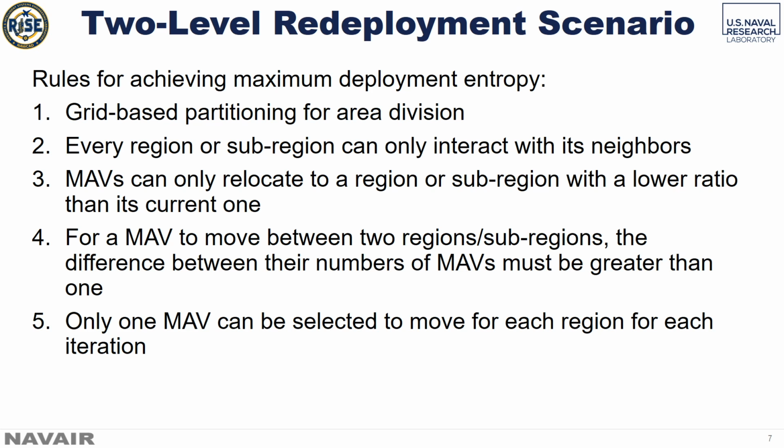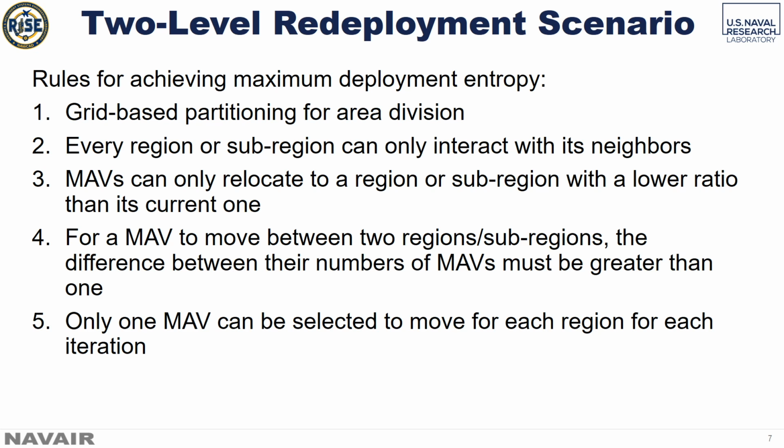The researchers established a set of 5 rules for achieving maximum deployment entropy when utilizing the strategy. Rule 1 is dividing the area of interest up into regions based on a grid-based partitioning system. Rule 2 is every region or subregion can only interact with its neighbors. So agents in one region can only interact with agents in the neighboring region, and so on into the subregion. Rule 3 is that MAVs can only relocate to a region or subregion with a lower ratio than its current region.